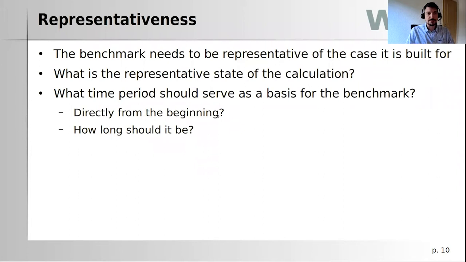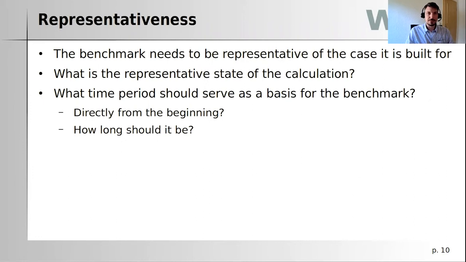Okay, so our first requirement for the benchmark is to be representative. We have to decide what state of the flow is representative for the whole case, right? This case is an unsteady flow. There is some vortex shedding and so on. Also, the question related to this is what time period should we take as basis for the benchmarking? Should it be directly from the beginning?